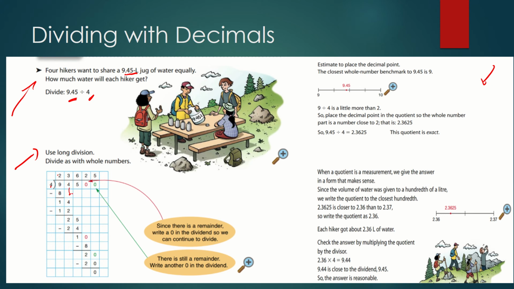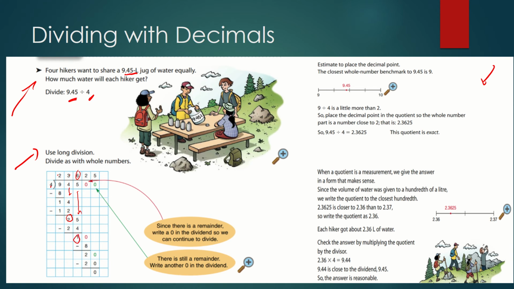Now we bring down the 4, and it's 4 into 14. Well, 4 times 3 is 12, which goes in 3 times, so we get 12. Then we subtract and we get 2. Now we bring the 5 down. 4 goes into 25 6 times. 4 times 6 is 24. We get 1 left over.